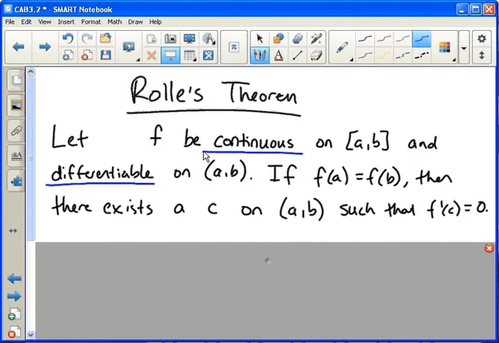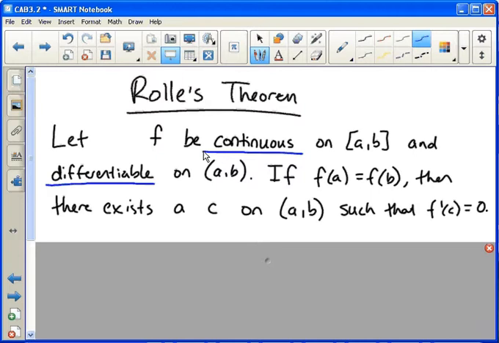If you're curious why the difference between the brackets and the parentheses, the brackets mean a and b are included. The parentheses mean a and b are not. We can't ever take the derivative at endpoints, so that's why we can't include them on the interval for the differentiable part. So they're telling us that for the theorem to be true, we have to be talking about something that's continuous and differentiable on its interval.